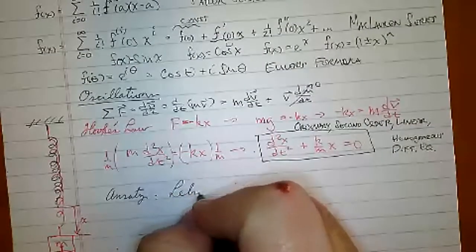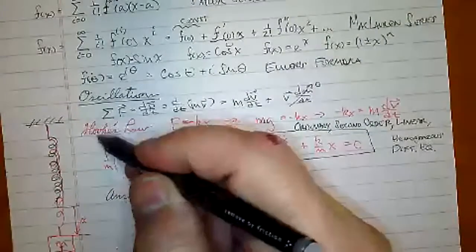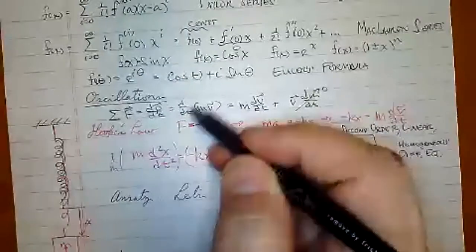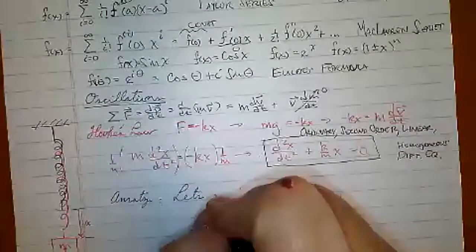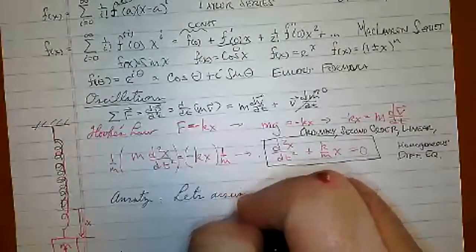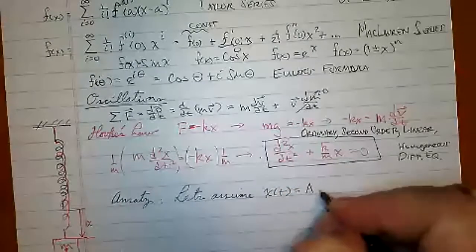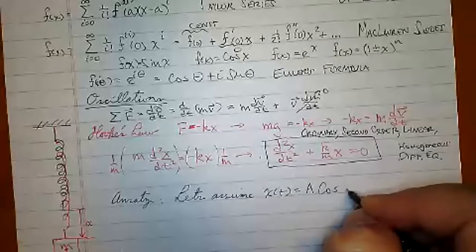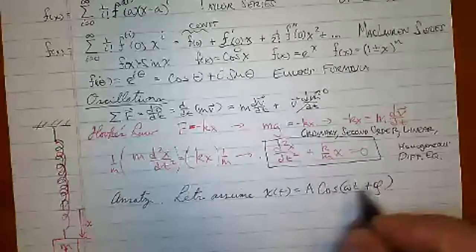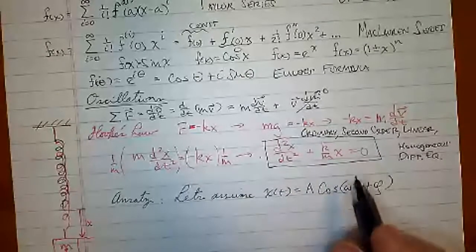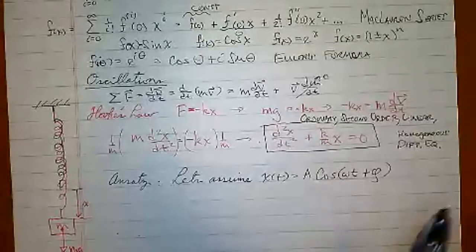Let's assume, because I suspect this thing's going to oscillate back and forth in time, so I expect it's going to have some max amplitude, some period and some frequency, that x of t is equal to some constant A times cosine of omega t plus phi. Now, I did something very smart there that most people don't necessarily think of, but here's the reasoning.